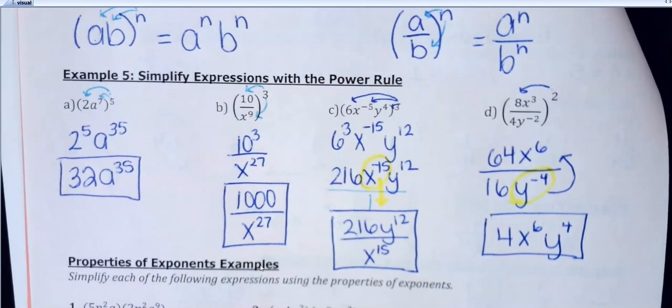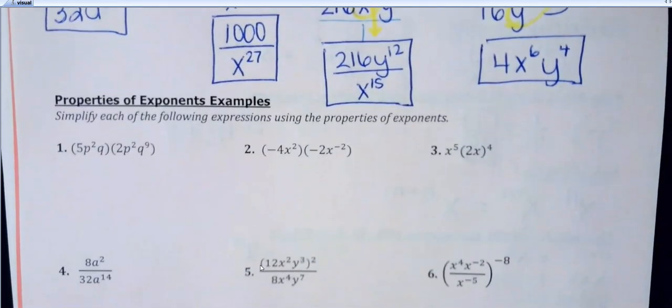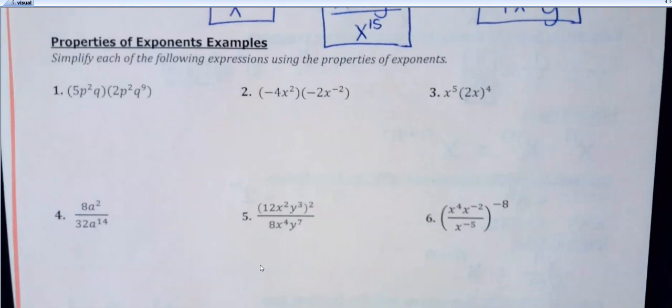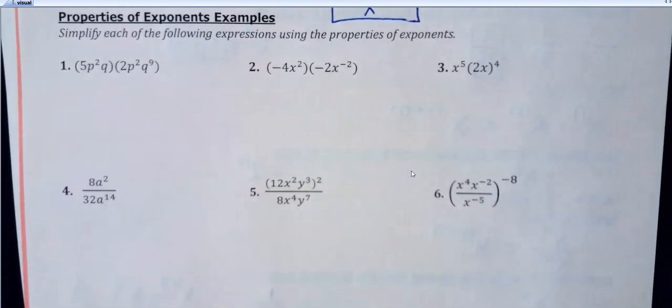All right, now, the bottom is a complete mix of all the different properties that we've talked about today, just to see if you guys are understanding this. Okay, so let's just start with the very first. I have some different variables in here. So I've got 5p squared times q, and I want to multiply that by 2p squared times q to the 9th. Okay, buddy, tell me what you would do to simplify that one. Just raise your hand and tell me. What do we think?